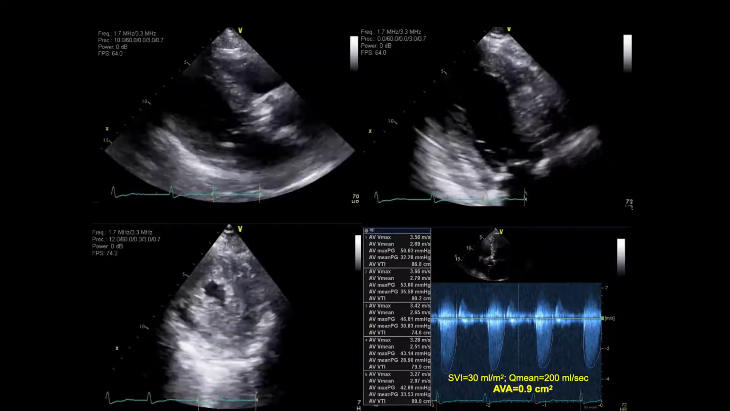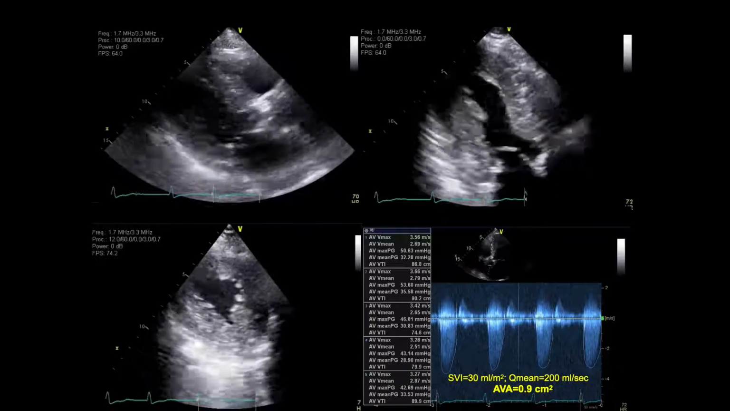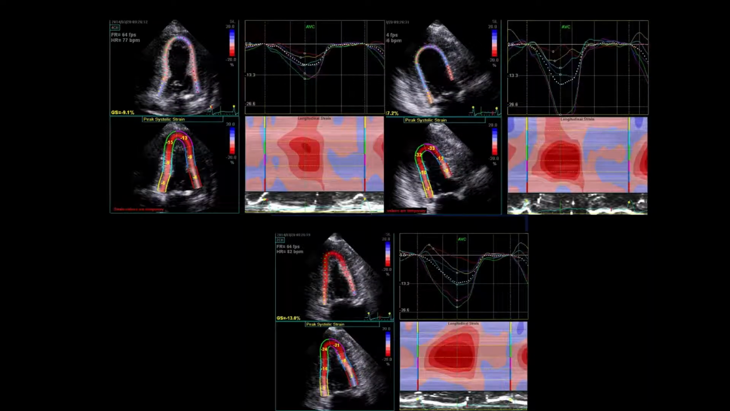So low flow, low gradient, preserved ejection fraction. So-called paradoxical low flow, low gradient. When we look at the myocardial strain by speckle tracking, we could see that the apical segments had a relatively preserved strain, normal being around minus 18, minus 20, whereas the basal segments were not so good, they were compromised. And this has been reported previously in cardiac amyloidosis. So could this be the phenotype?